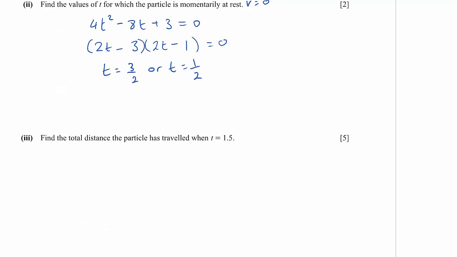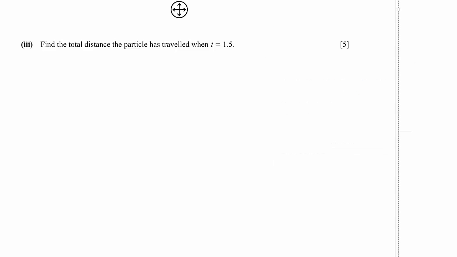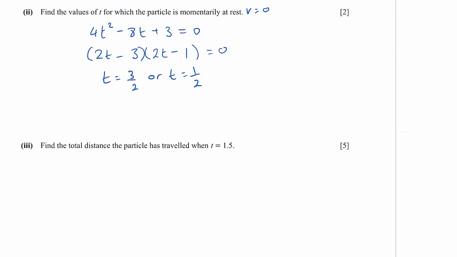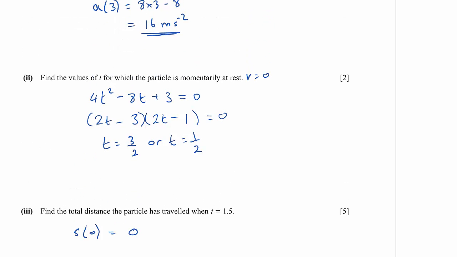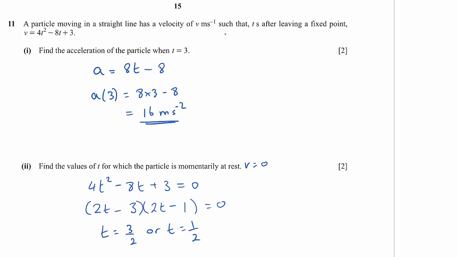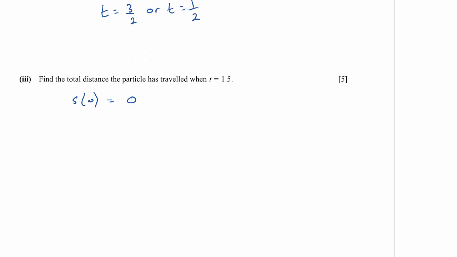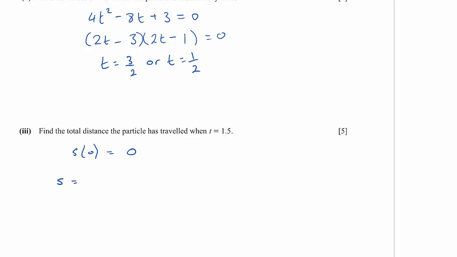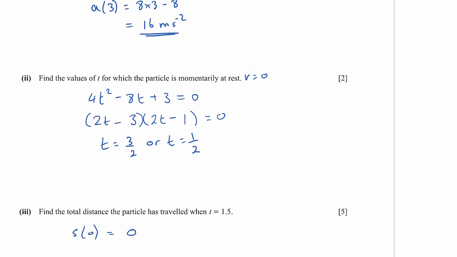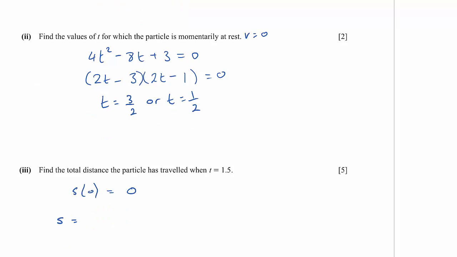And then we want to find the total distance the particle has travelled when t is equal to 1.5. So, well, we know that s of 0, the distance when t is 0, is 0. That's just by definition that we start measuring time from when it leaves a fixed point. So we need an expression for s, or I often use x for that one, but I'll use s here. And from the velocity we need to integrate.